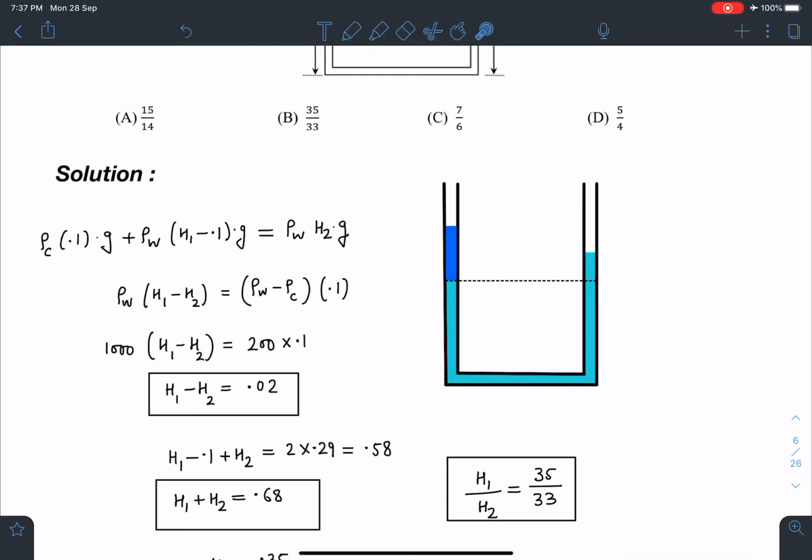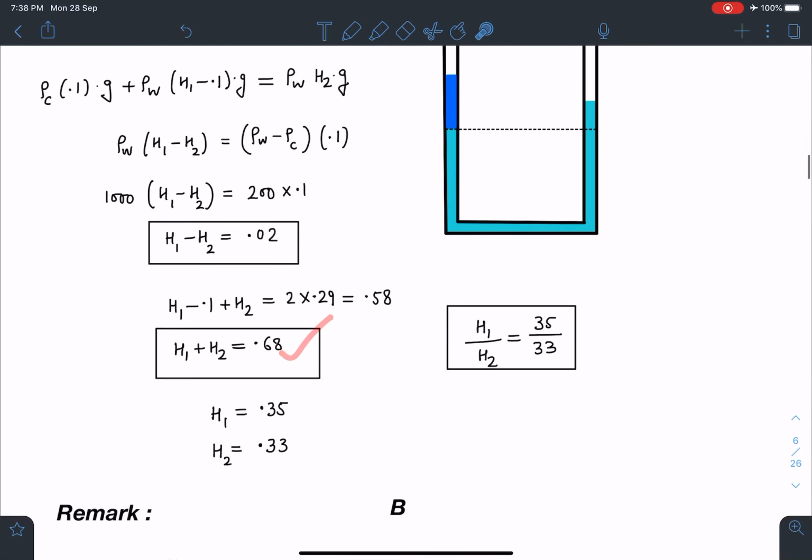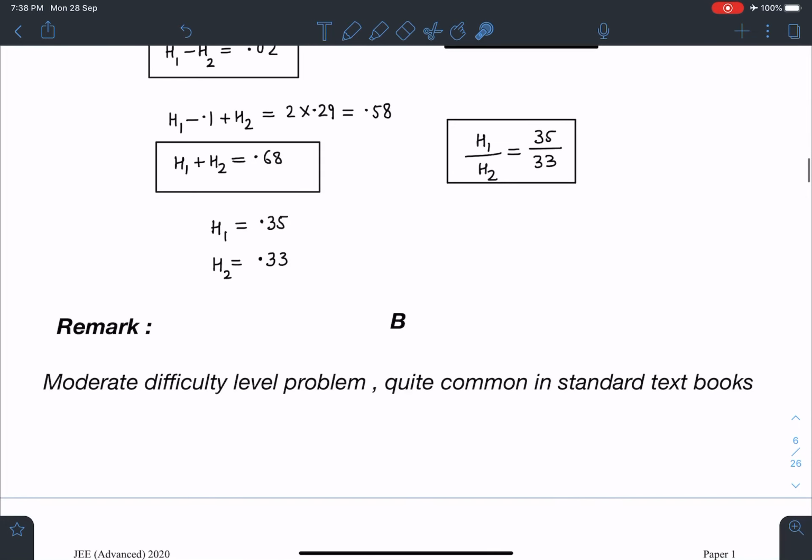So now the new volume is h2, and this length is h1 minus 0.1. So h1 minus 0.1 into area, plus h2 into area, should be equal to area into 0.29 plus area into 0.29. When I simplify, I'll be getting h1 plus h2 as 0.68. When I simplify this, I am getting the h1 and h2 values, and I'll be getting 35 by 33, that is option B. So it's a moderate difficulty level problem, quite common in standard textbooks also.